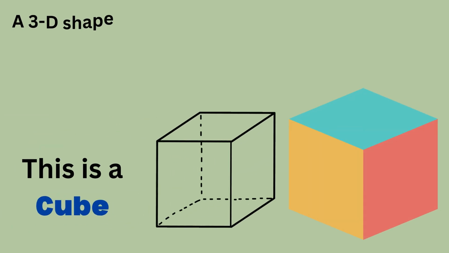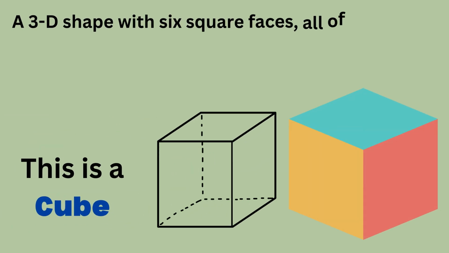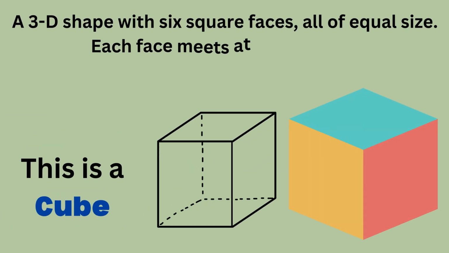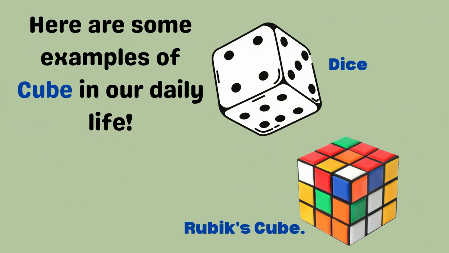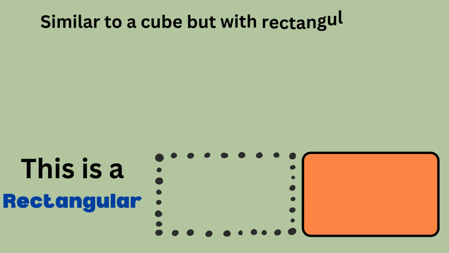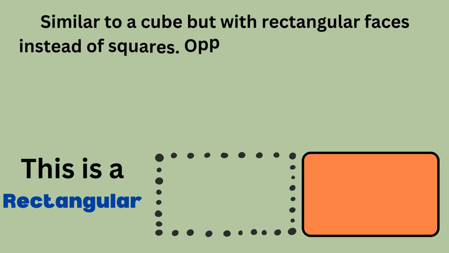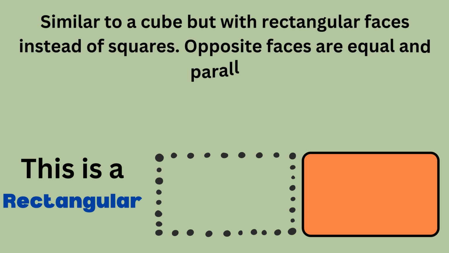This is a cube, a 3D shape with 6 square faces, all of equal size. Each face meets at right angles. Here are some examples of cube in our daily life. Dice, Rubik's Cube.